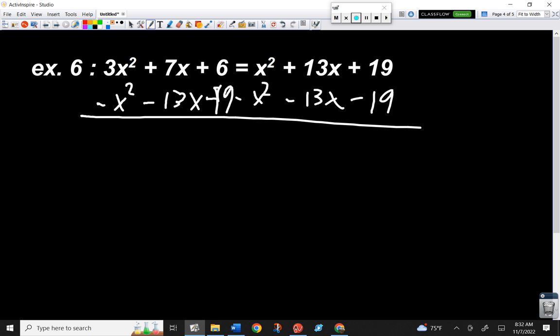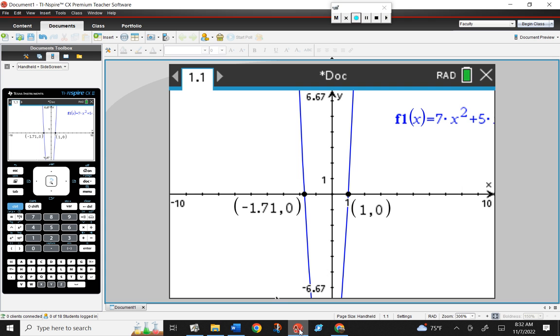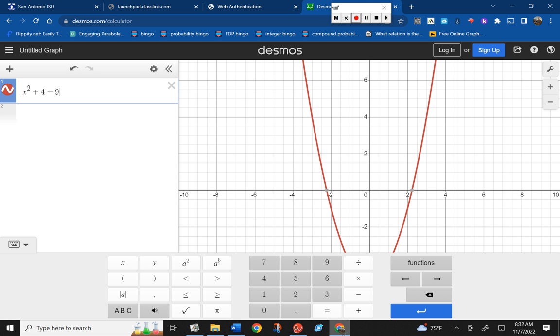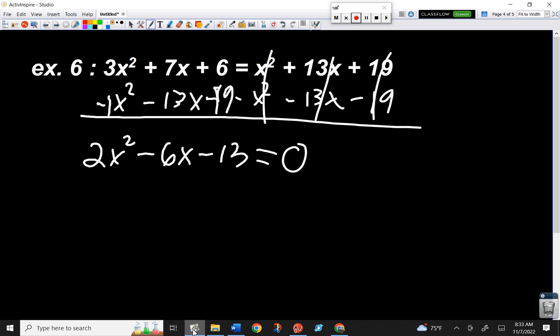Now, these all cancel out to 0. That's what we want on this side. This will give us negative 13. This will give us negative 6x. And this will give us 2x squared because there's a 1 in the front here. Now we'll solve this, and I'm going to use decimals because decimal just seems to be a little bit faster. So let me go back here. 2, negative 6, negative 13.